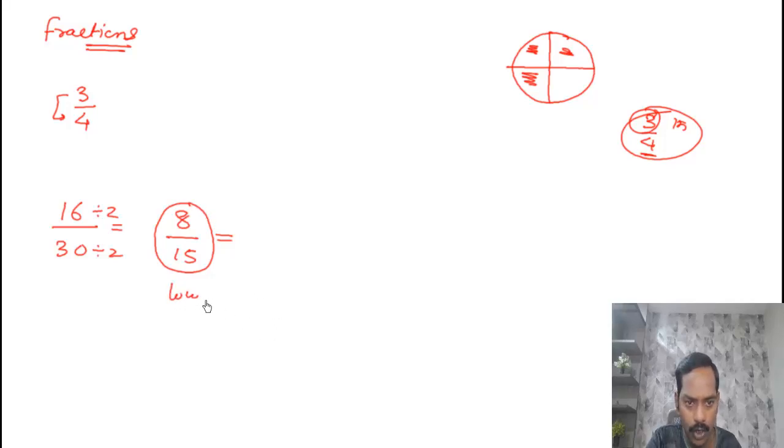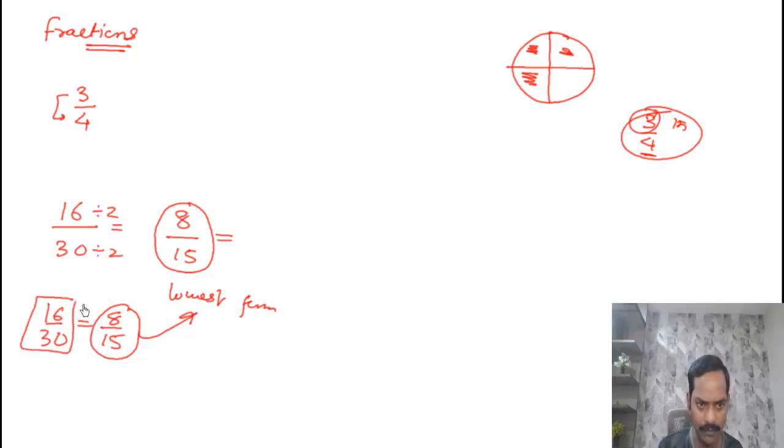This is called the lowest form of any fraction. 16 by 30 is also a fraction, but it is not the lowest form. Although 16 by 30 and 8 by 15 are both equal, this is the right way of writing any fraction. We usually try to reduce a fraction into the lowest form so that there is no confusion, right? I hope you are getting it.